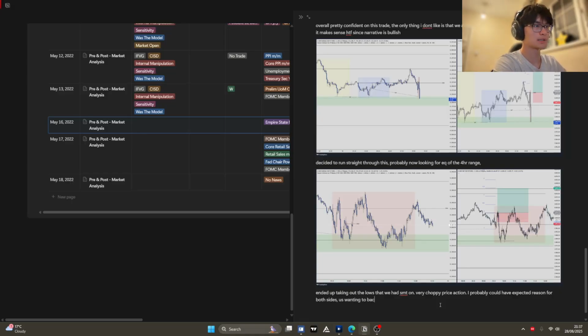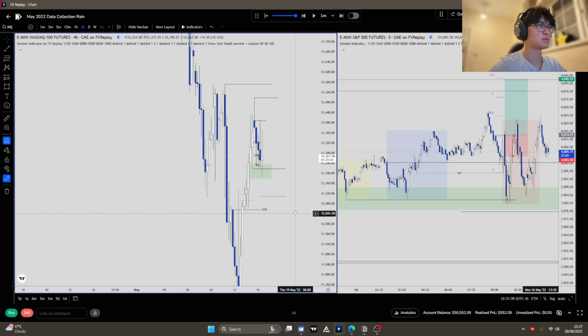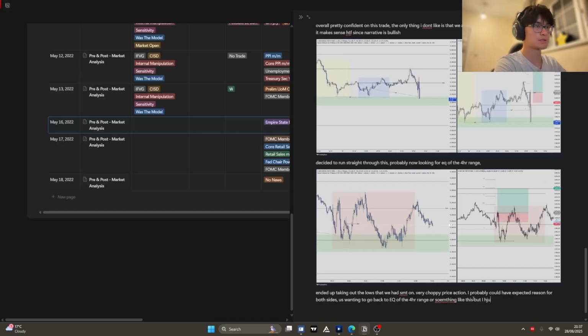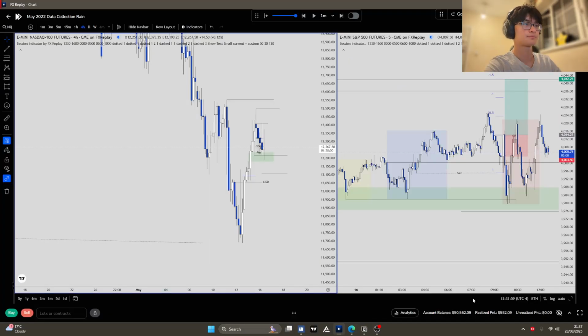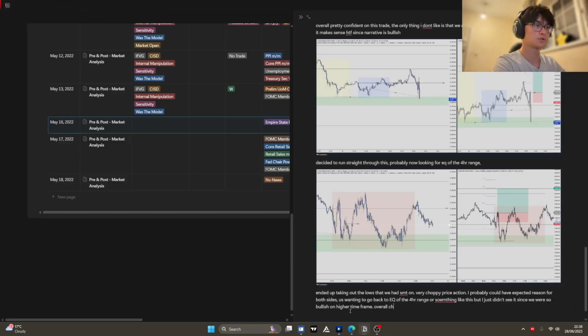Just wanting to go back to EQ of the 4-hour range, something like this. But I just didn't see it. And since we were so bullish at the time frame. So yeah. Overall choppy conditions, should have de-risked.